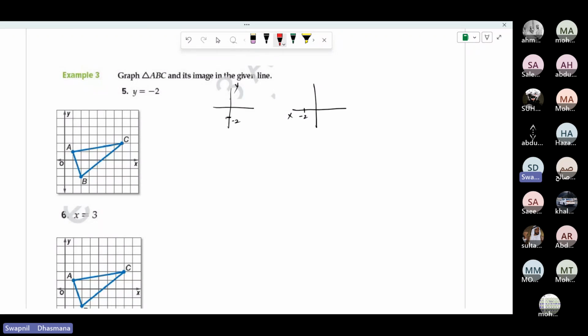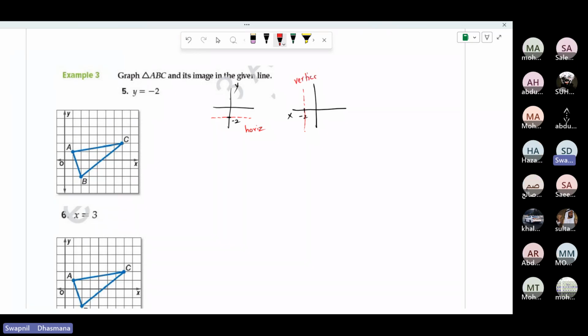So y equals a value will be a horizontal line, and x equals a value will be a vertical line. It's very important to understand this. It's like the y-axis: if something is y equals something, you always have a horizontal line. So if this is minus 2, this is the mirror.